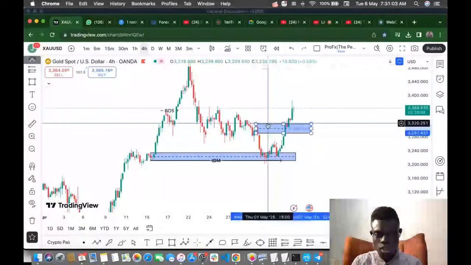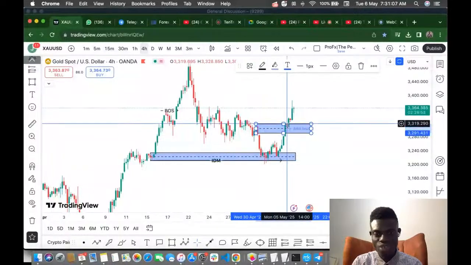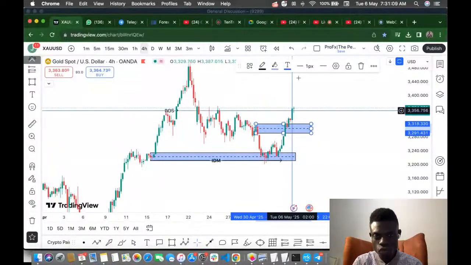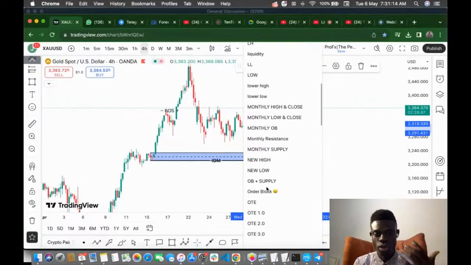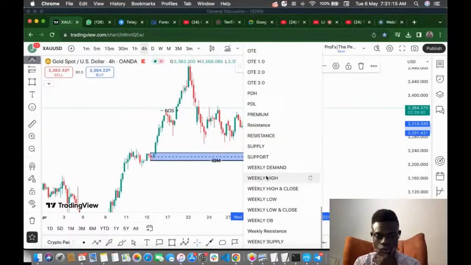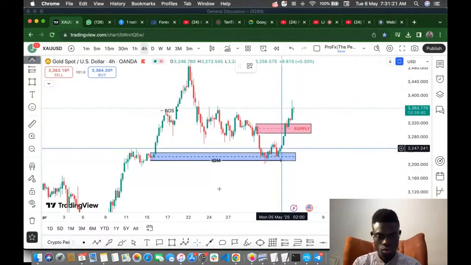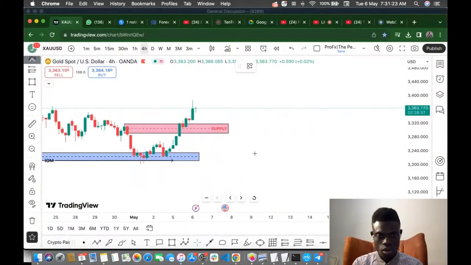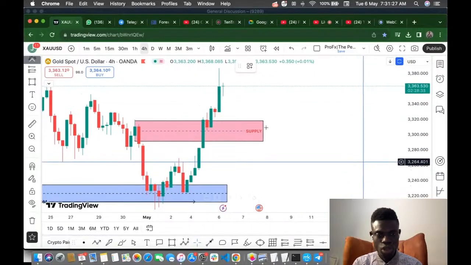If you notice, supply zone was broken out, right? Supply broken out, came back to respect that supply for this new move. So like what happened, where a supply now turns to a demand. Okay, I'm trying to show us the movement that happened from Monday up till now.